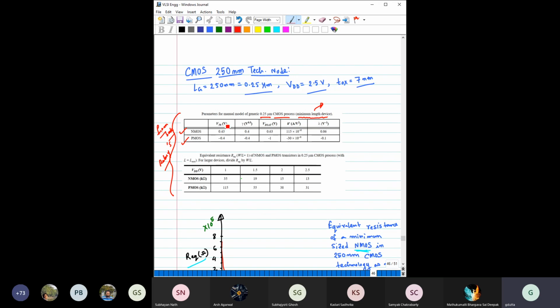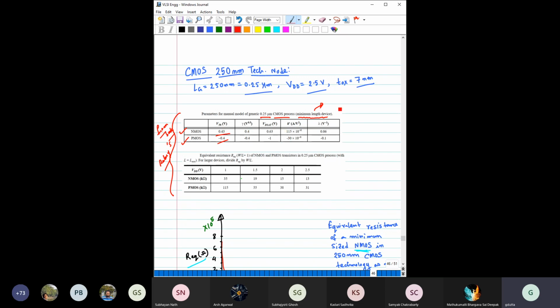For example, what is this VT naught? VT naught is the threshold voltage of NMOS and PMOS when you do not consider any short channel effect. Okay, then the threshold voltage of this NMOS is plus 0.43, the threshold voltage of PMOS is minus 0.4, right? These are the gamma values. Gamma values, I hope you can recall. These gamma values are how the body bias will affect the threshold voltage, that parameter, right?